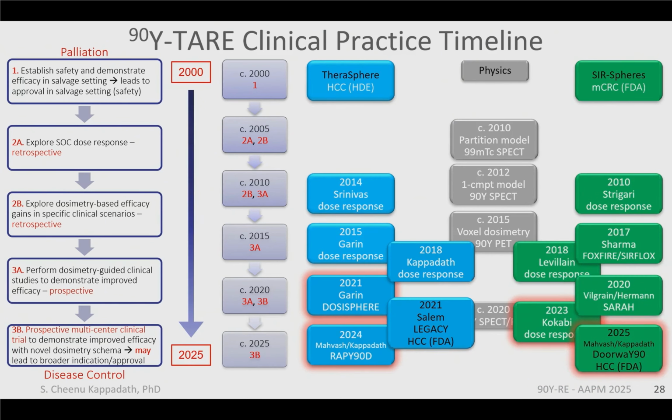Let's look at what's happening with SIR-Spheres. Again, a lot of work was done to understand the dose response and what is going on. You've got Strigari, you've got Levillain, you've got HCC, you've got colorectal cancer. There's a negative study here. You've got the SARAH study here. Nima from Emory did a prospective HCC study, and then DOORwaY was a prospective study, right? That led to the indication for HCC.